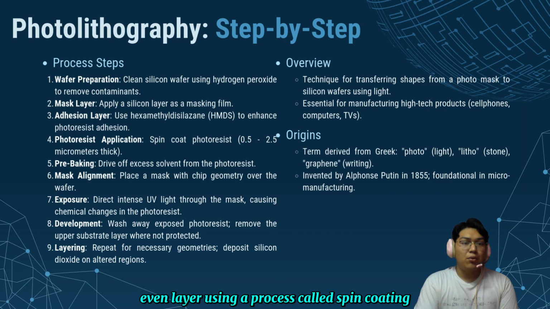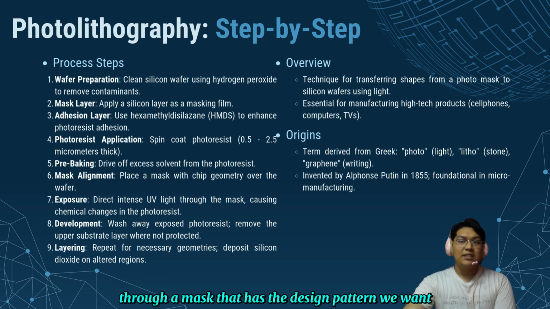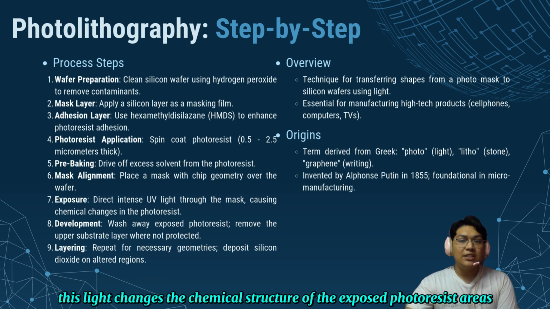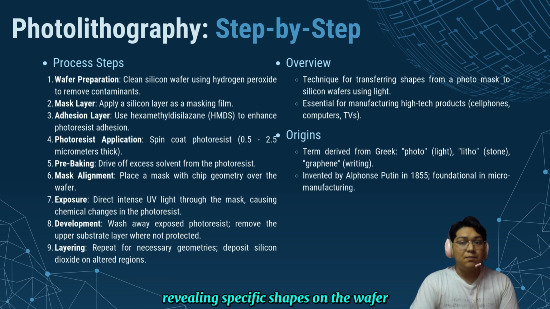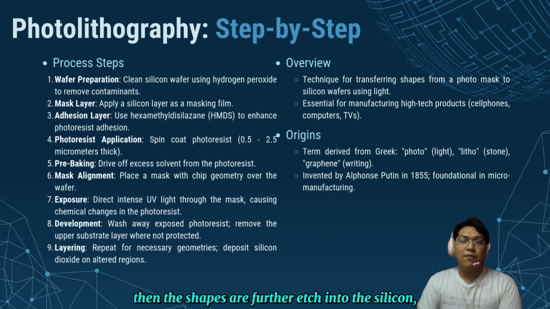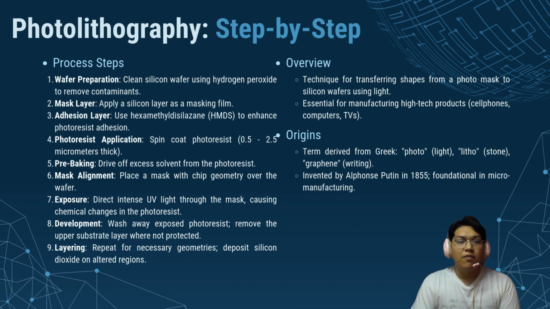Once coated, the wafer is exposed to UV light through a mask that has the design pattern we want. This light changes the chemical structure of the exposed photoresist areas. The developer is used to remove the altered parts, revealing specific shapes on the wafer. Then, these shapes are further etched into the silicon, and we repeat this layering process to create multiple levels, forming complex chip patterns.